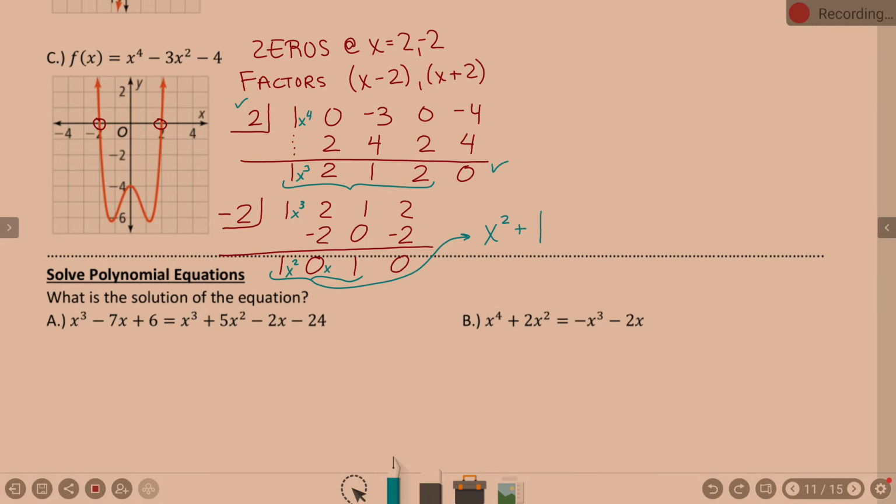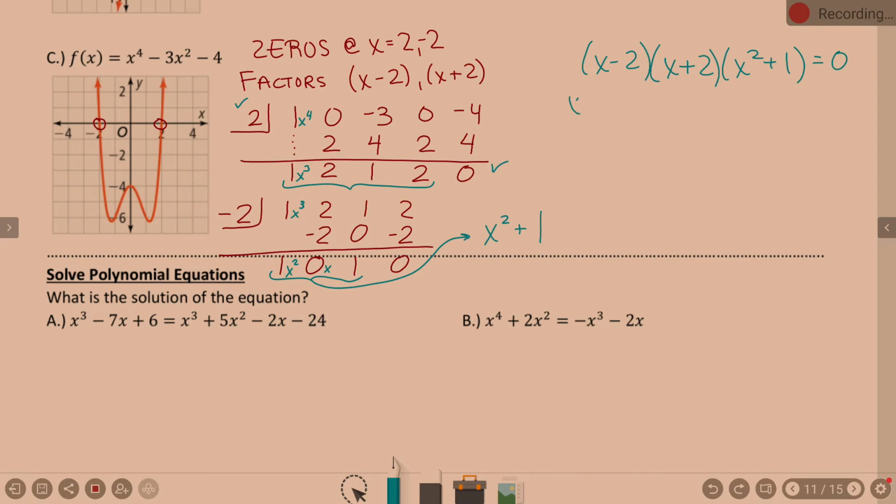So the 2 at first represents the factor x minus 2. The -2 represented the factor x plus 2. What's the factor I just came up with? x squared plus 1. And I'm setting it up this way because we need to have all 4 zeros. How do we find zeros officially here? Take each of these pieces and set them equal to 0.